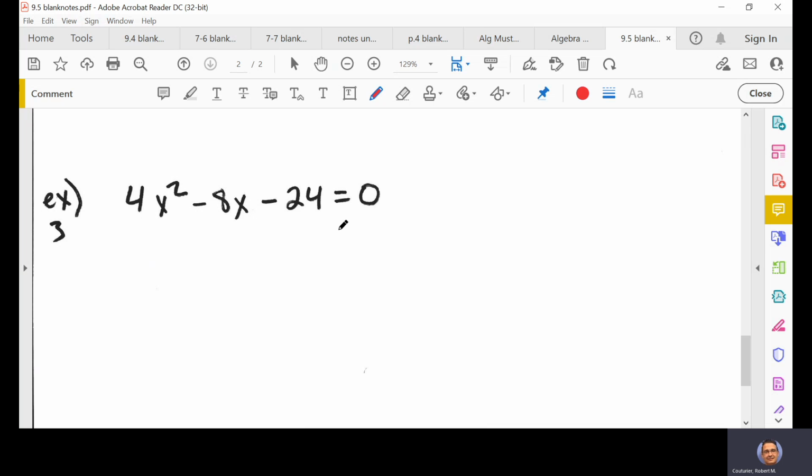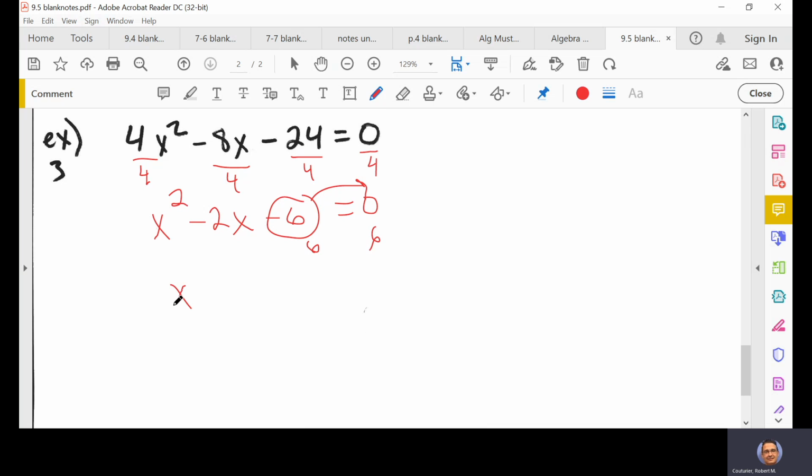Okay, first off, A. A is not 1, so we have to divide each piece by 4. We're left with x squared minus 2x minus 6 equals 0. I want to move this over to this side. So add 6 to both sides. I'm left with an x squared minus 2x, leave the space, equals 6. Those canceled for us. Here we go.